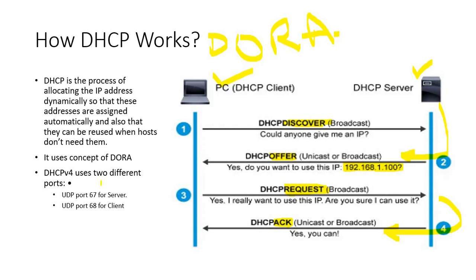Now, DSCP uses two different UDP ports. For the server it is port 67, and for the client it is port number 68.